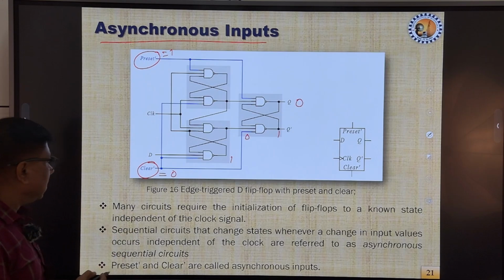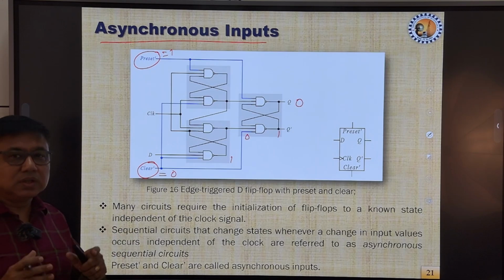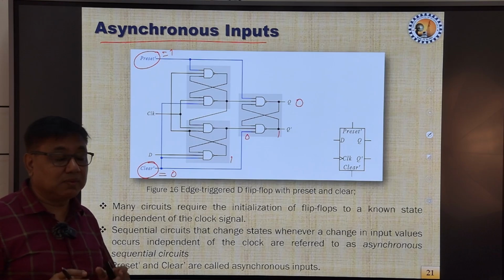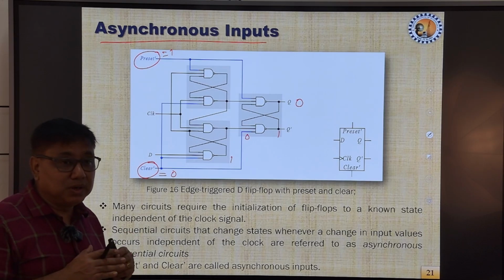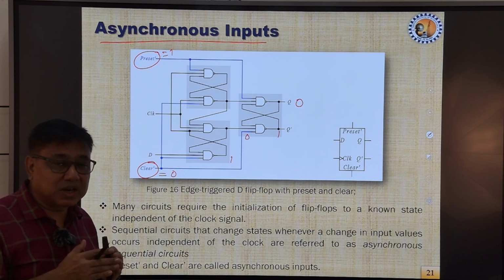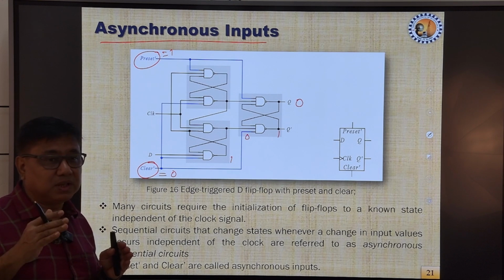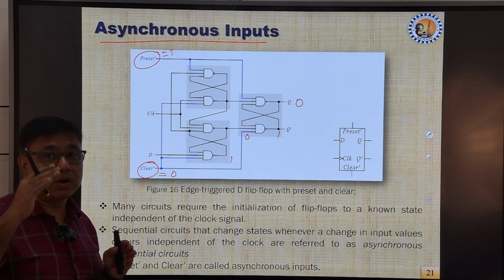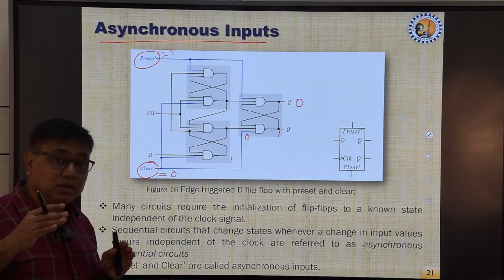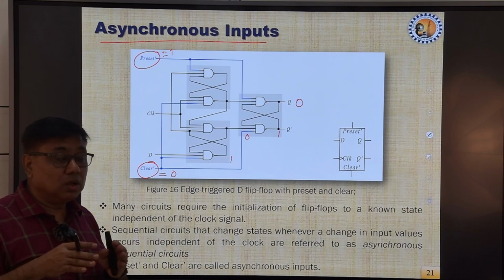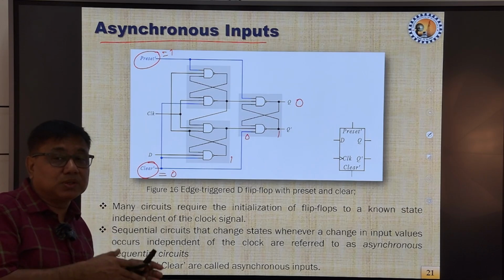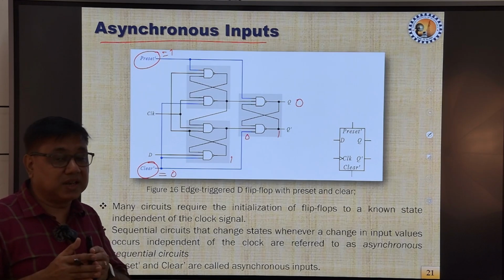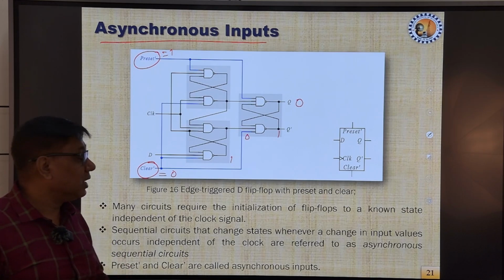So, this is how the preset and clear inputs, which are called asynchronous inputs and are extremely important, set the initial condition. Or even during a circuit operation, suppose a counter is progressing, we want to disable the counter or stop the counter from counting up to its maximum value. So, we need to reset the counter, or in certain conditions we have to start the counter from the middle, not always from the 0 position. During that time also, preset and clear help us.